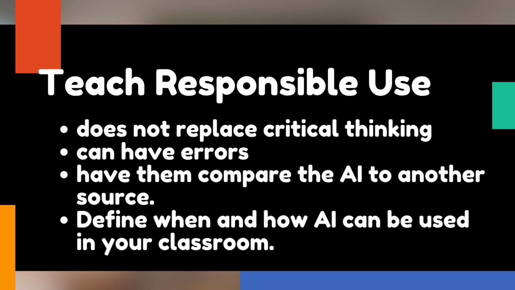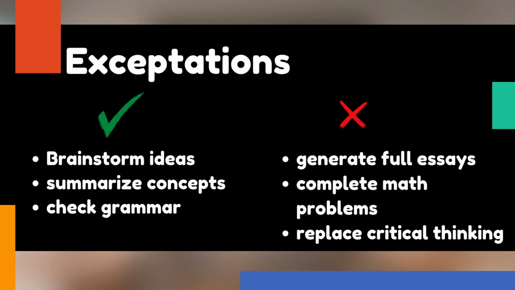to use it. So, you want to discuss that it's a tool that processes information, but it's not always accurate. Sometimes it's incorrect, and they're going to have to use critical thinking skills to decide what's true and what's not. You want to let them know that, of course, they can use AI to brainstorm ideas or summarize concepts or even check for grammar, but they cannot use AI to generate full essays, complete their math problems for them, or replace critical thinking.